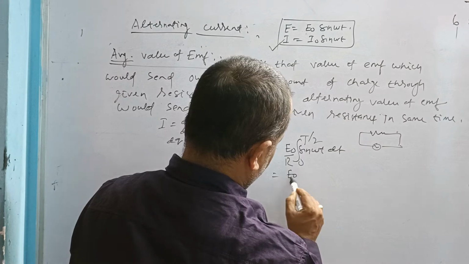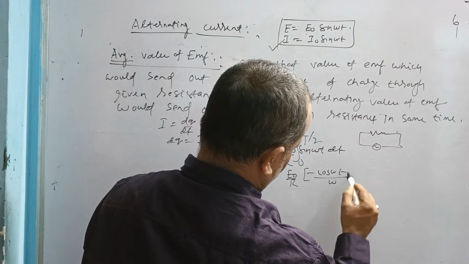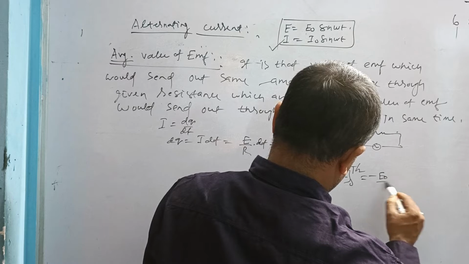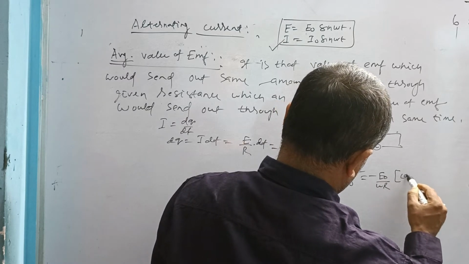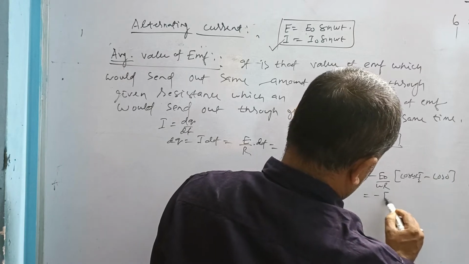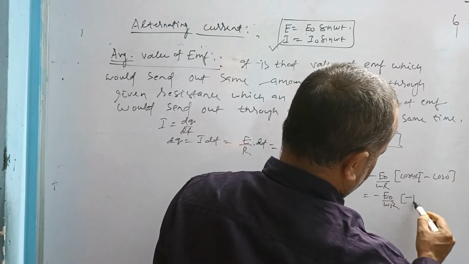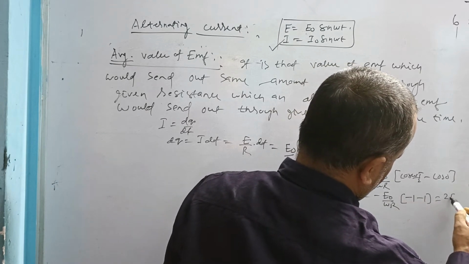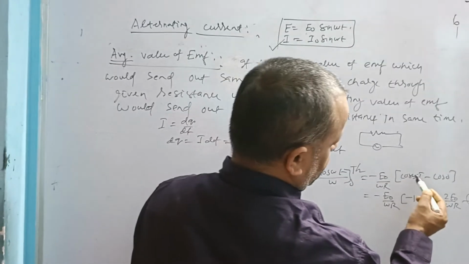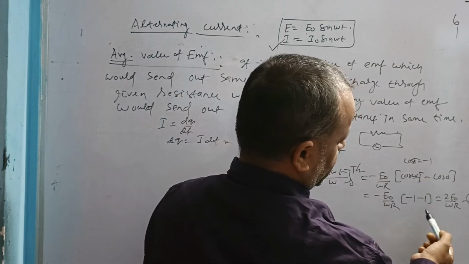While integrating it, what we are getting is minus cos omega T upon omega, from 0 to T by 2. We will get E naught upon omega R, cos omega T by 2 minus cos 0. It is coming out to be E naught upon omega R, minus 1 minus 1, which is 2 E naught upon omega R. Omega T is 2 pi divided by 2, which is pi, and cos pi is minus 1. So we are getting this.